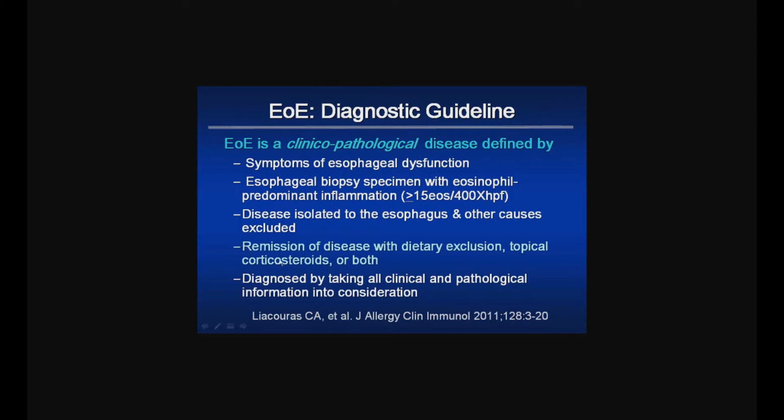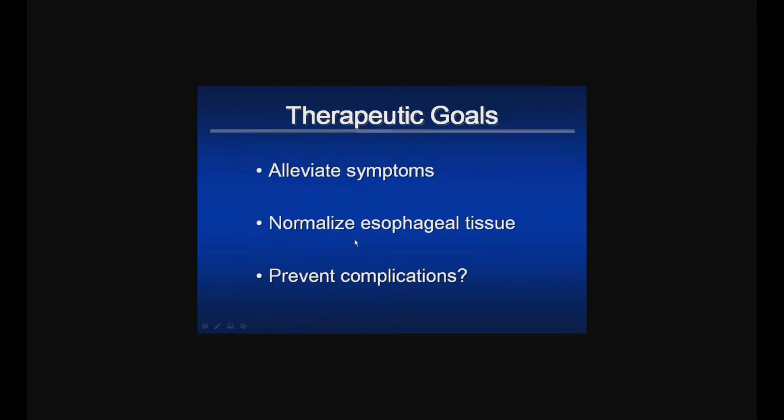And then, as you can see, part of the diagnostic guidelines is that patients respond to dietary exclusion, removing food allergens that might be driving disease, the use of topical corticosteroids, or both. So that's, again, part of the diagnostic guideline, is that they would respond to change in diet if you remove the right food allergens. The question is how to figure out which ones are the right ones. And then it's diagnosed by taking all of the clinical and pathological information into consideration. So there's not one finding that's diagnostic by itself of eosinophilic esophagitis. It's the whole picture that makes the diagnosis.